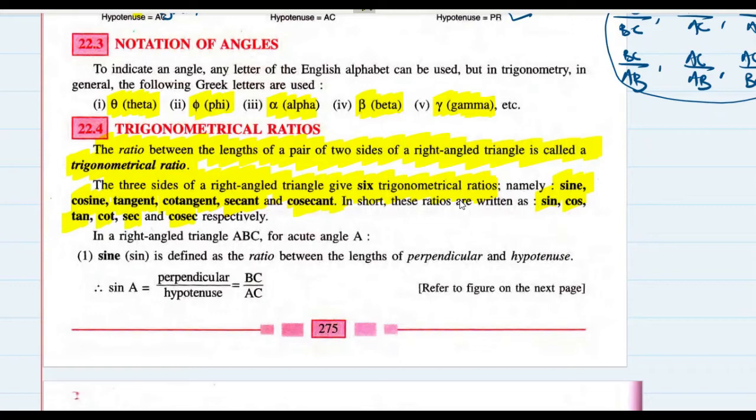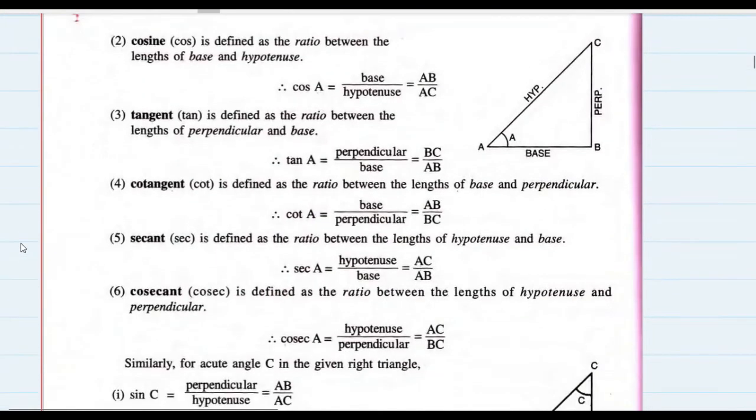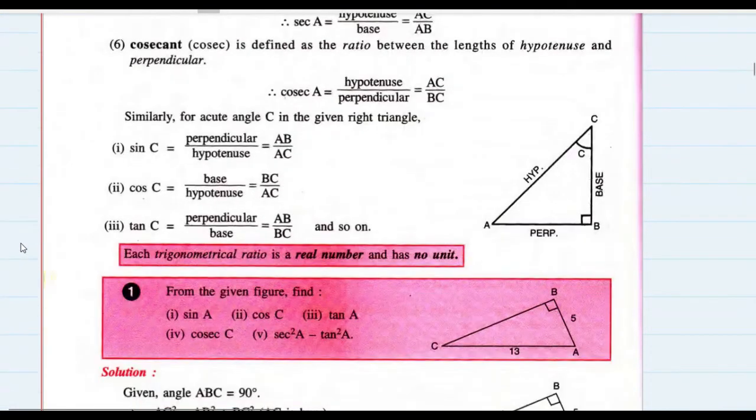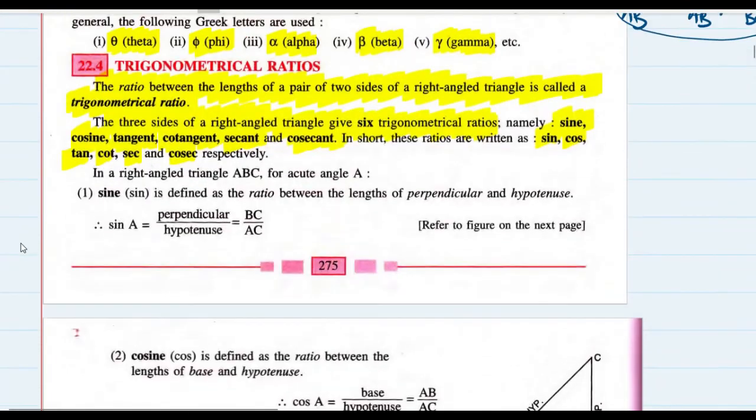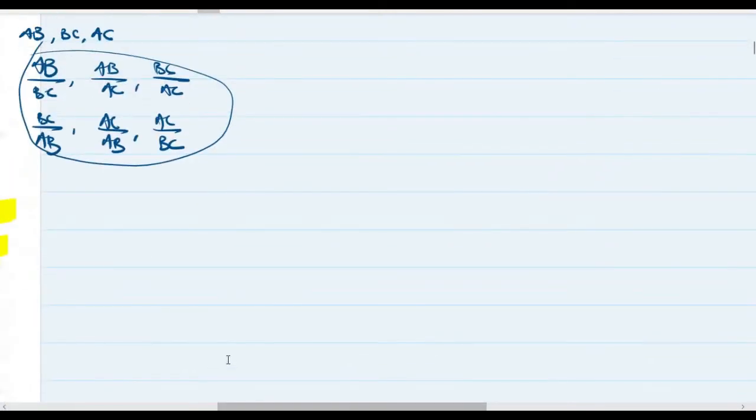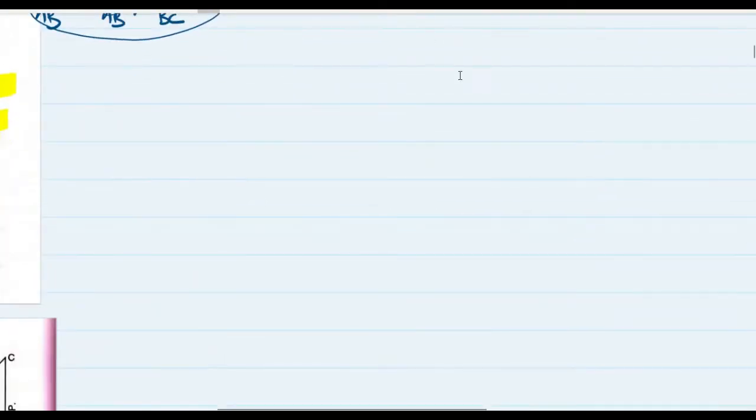Now, which ratio is which one? They have given the formula for each ratio with the help of the figure, and they have shown you the meaning of each kind of trigonometrical ratio. So what I'm going to do is teach you separately, because I gave you separate names for the sides of a right angle triangle. According to the names which I had suggested, we can draw a right angle triangle.